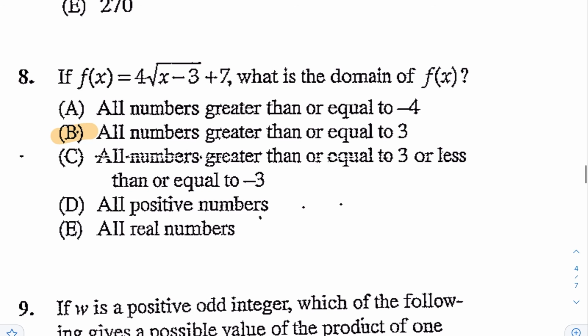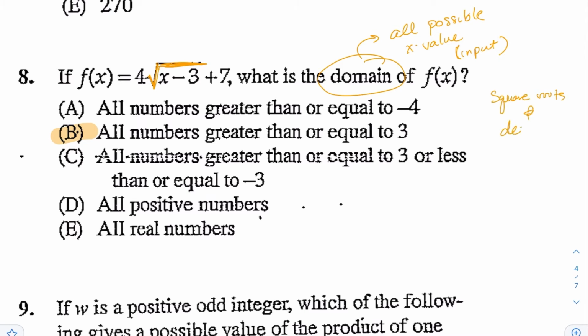Next, for number 8, if f of x is equal to 4 times the square root of x minus 3 plus 7, what's the domain of f of x? So domain means all possible x values. So think about what inputs you can put into this function. And just be wary when you have domains, be wary of fractions, because you can't divide by 0, and be wary of square roots. So just be careful of square roots and denominators.